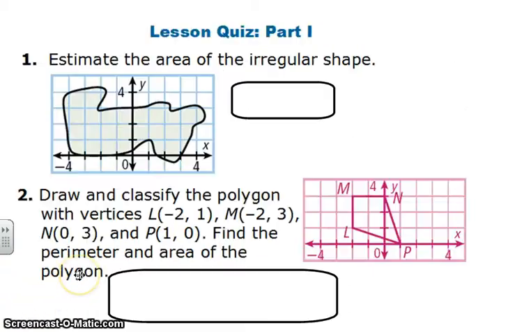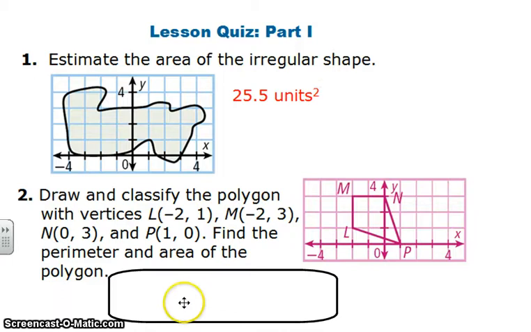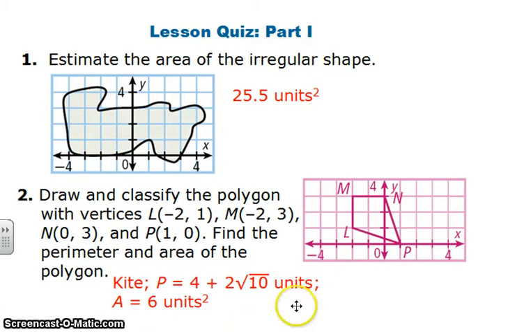Very good. You simply have a lesson quiz, so pause the video and come back, and then you'll be on your way. The first area, estimated area, is 25.5 units squared. The second perimeter and area are given. Perimeter is 4 plus 2 times the square root of 10. Area equals 6 units.